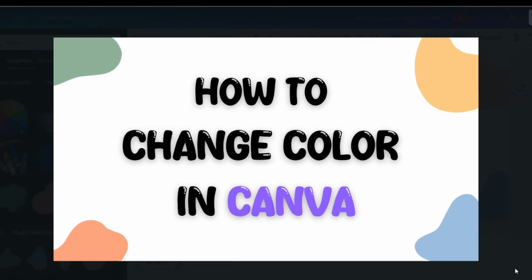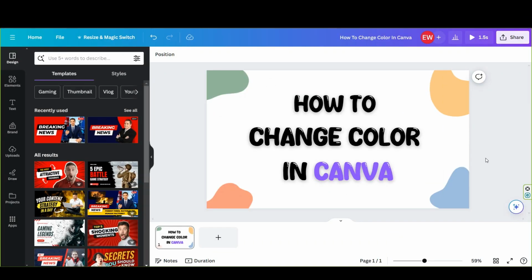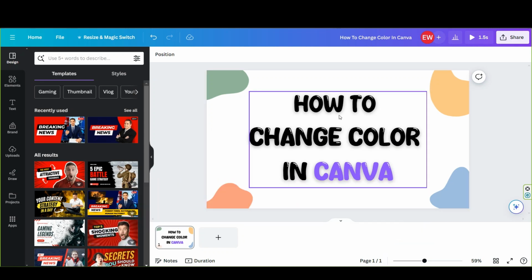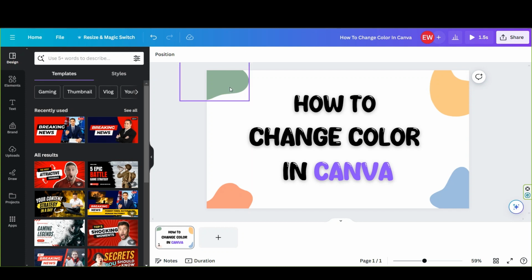How to change color in Canva. In this video, I will tell you how you can change the color of any object in Canva. The link is in the description. You can change the color of many objects in Canva: background color, font color, color of various objects and images.